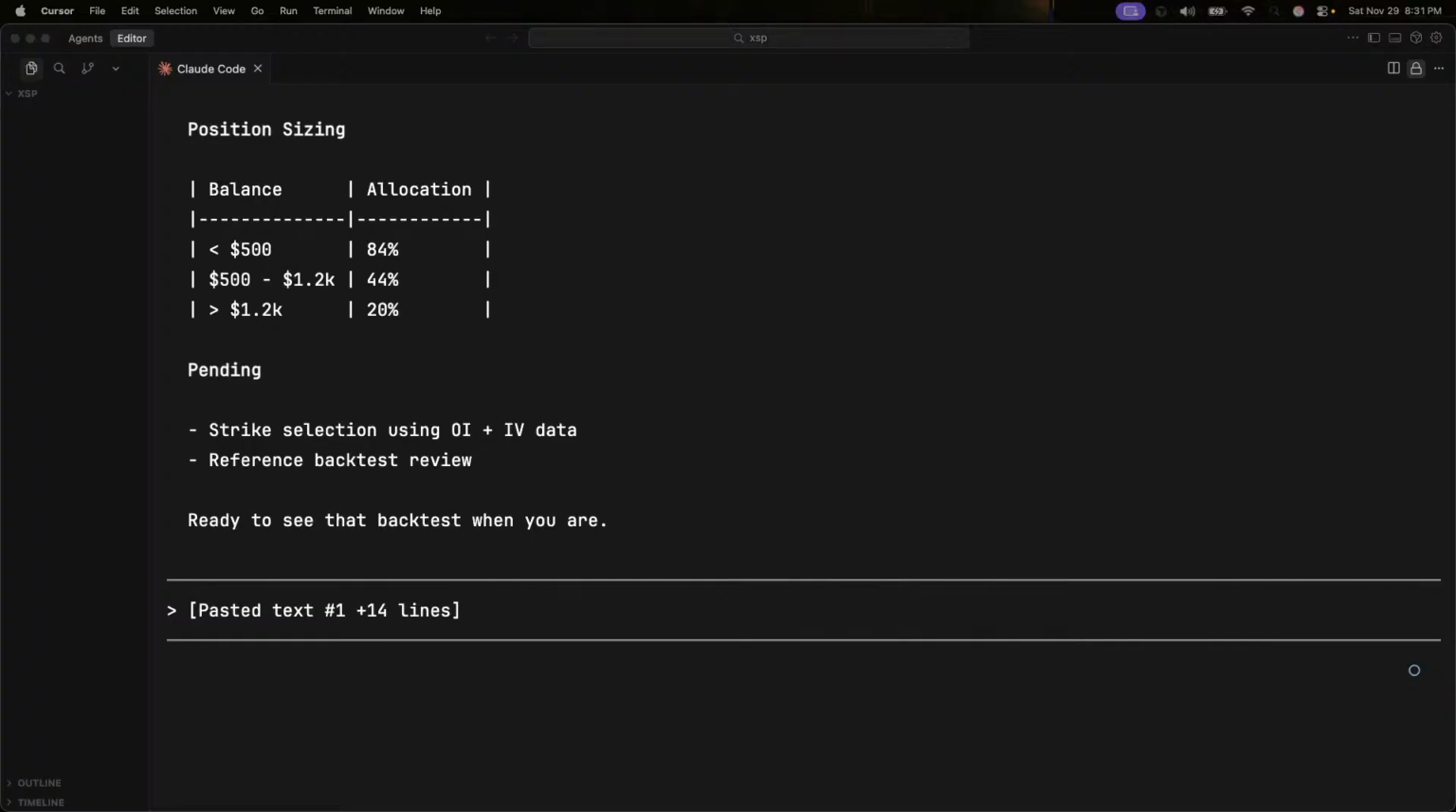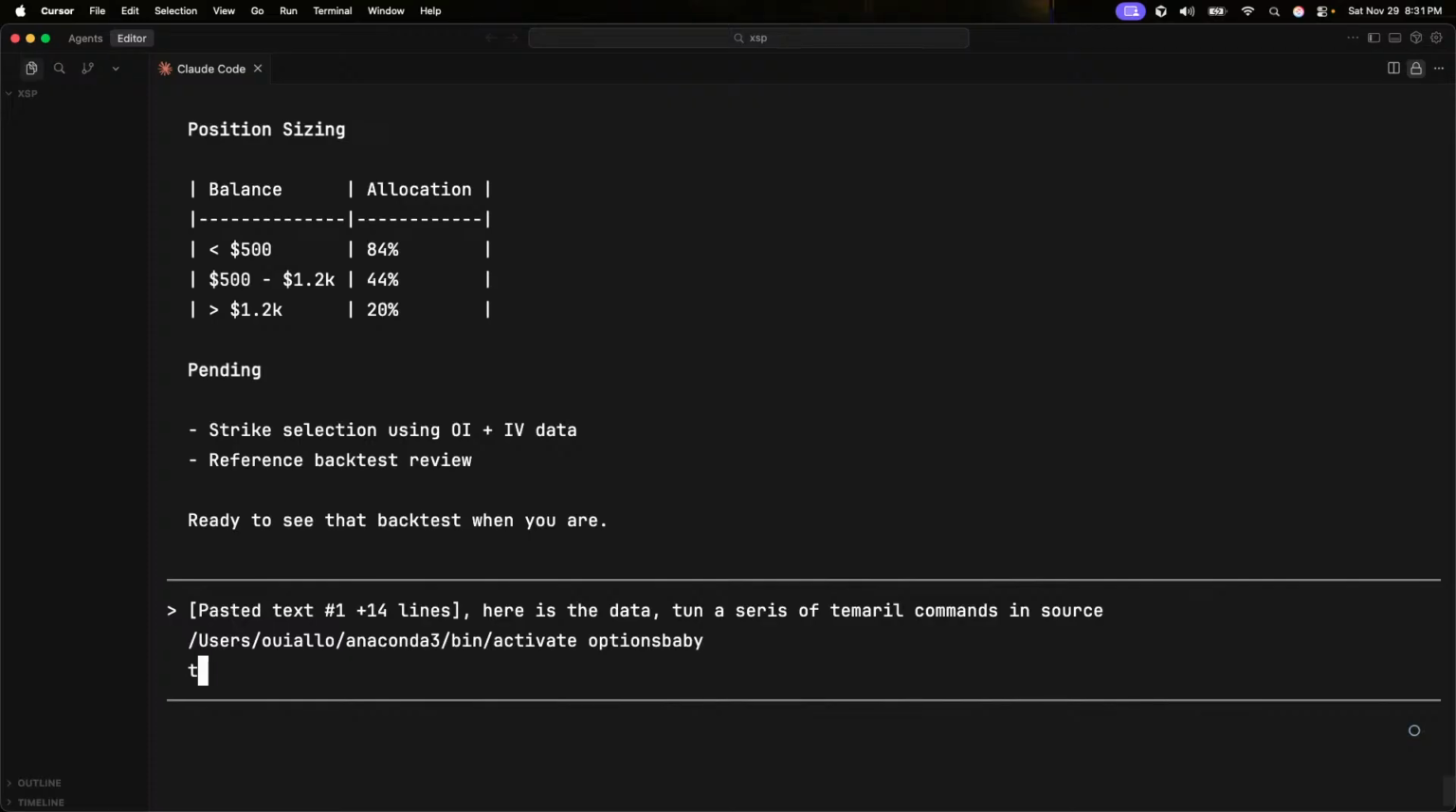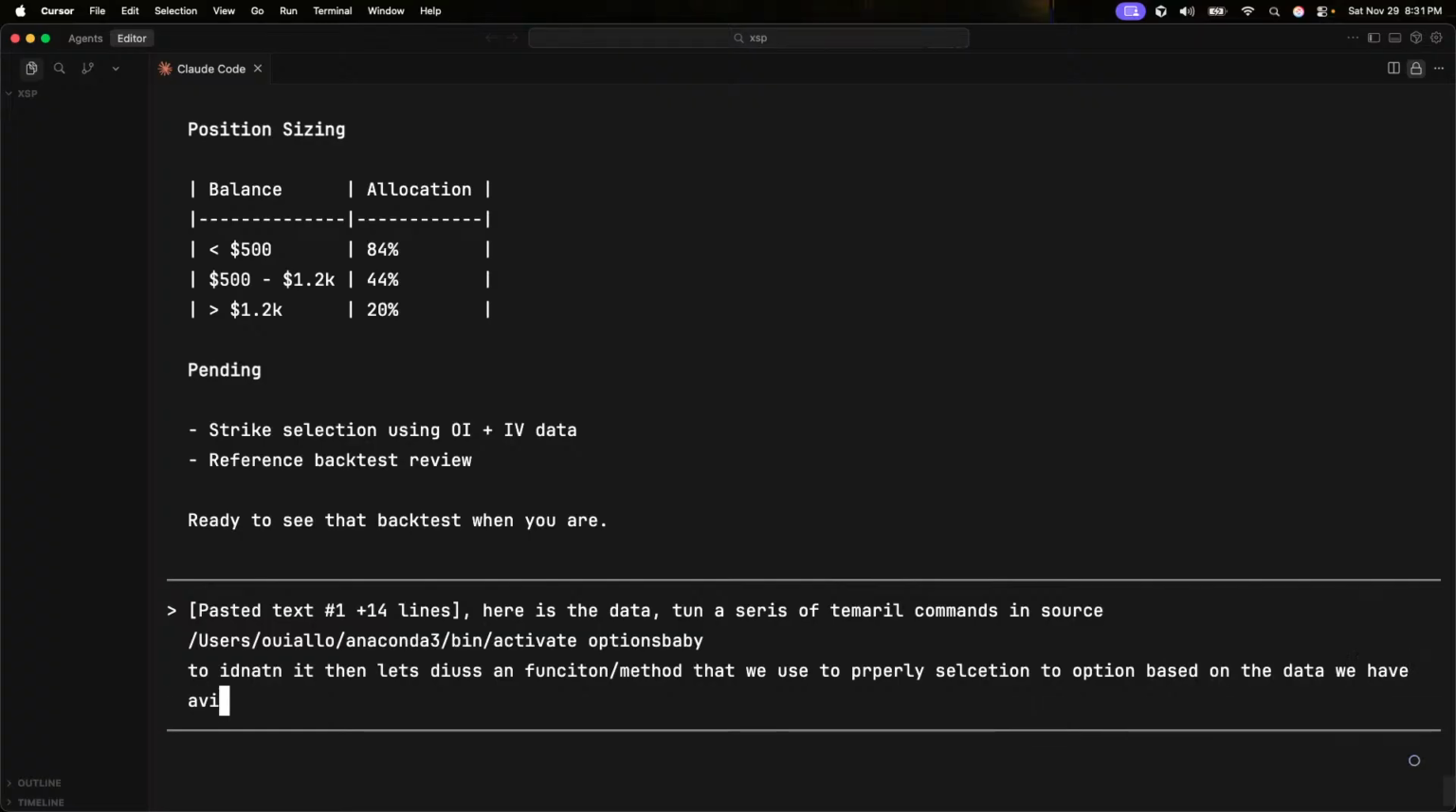Let me also give the conda environment. The conda environment is where we house all the Python packages we may need for any option strategy we're going to be building using Python, in addition to using Claude Code. So let's keep going. Here is the data. Run a series of terminal commands in the conda environment to understand it. Then let's discuss a function or method that we can use to properly select the options based on the data we have available to us.